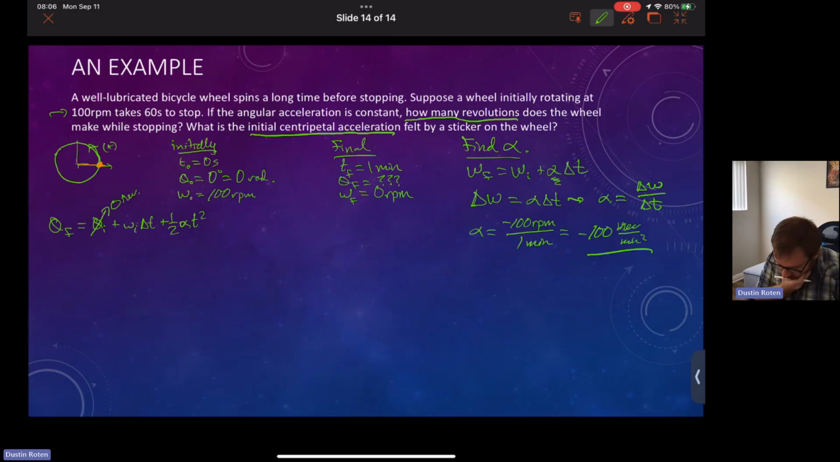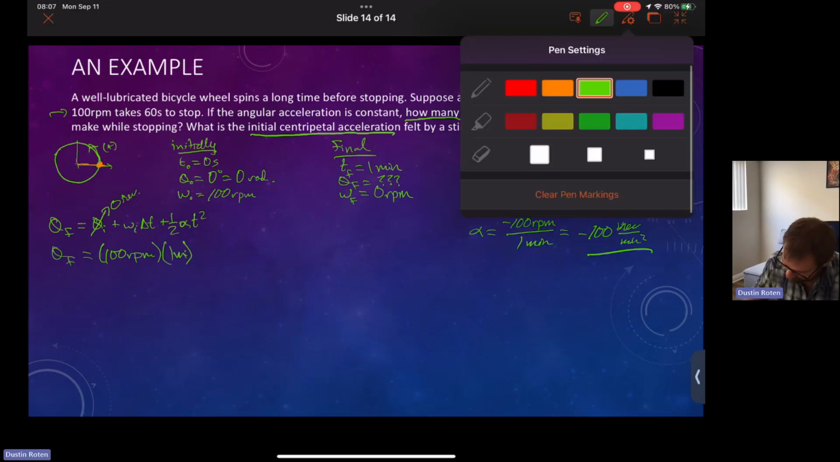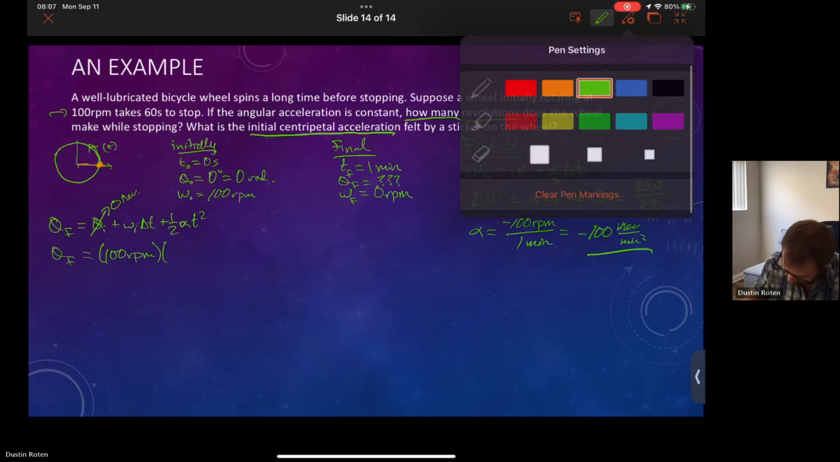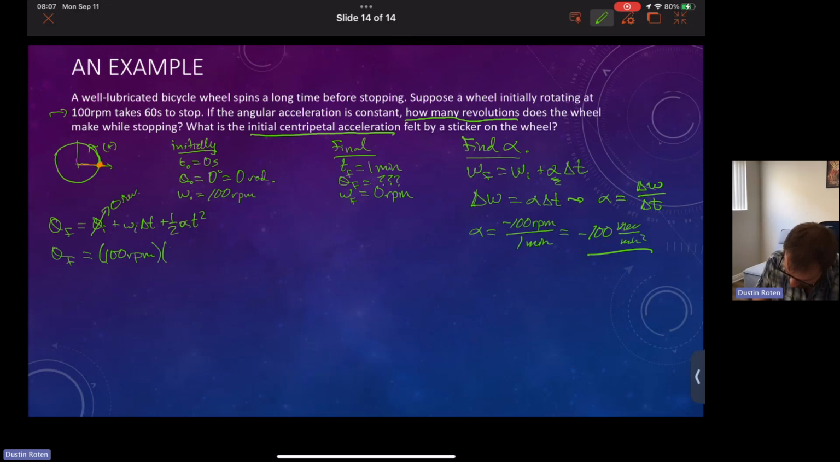All right. Well, that helped a little bit. Let's see, what can we do? We can plug in a few things and see what happens. So we have our final angle, that's going to be our initial, so 100 RPMs times 1 minute. Oops, let me erase that because that will get confusing. Okay, so that's 100 RPMs times 1 minute.